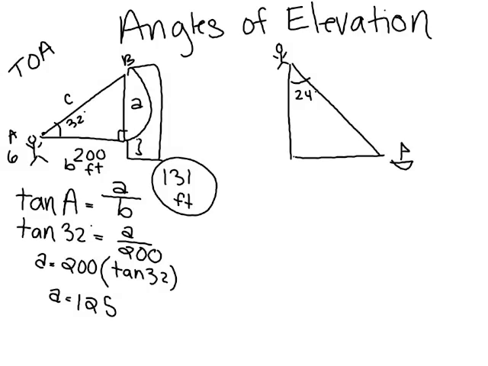What else did they tell me? Okay, my cliff is 150 feet. Did they tell me anything else? The hiker's eye level is 5.6 feet. Okay, 5.6. So what's this total side length going to equal? 155.6 feet.